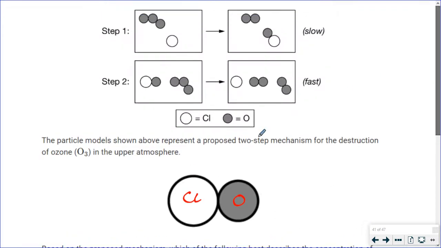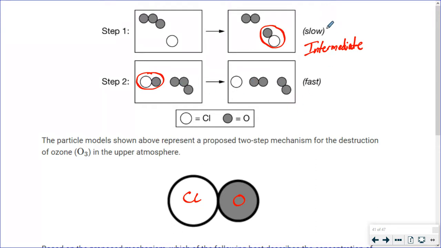Well, where does this appear? It appears right here in the slow step, and then it gets consumed in the fast step, and it doesn't appear again. This is an intermediate. And an intermediate in a chemical reaction doesn't appear at the beginning, and it doesn't appear at the end. It's created and then destroyed.